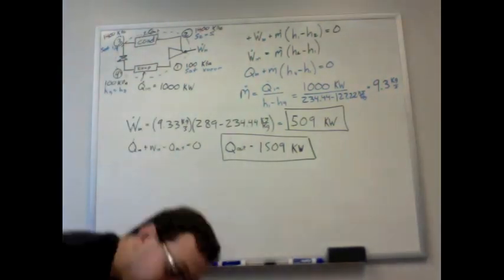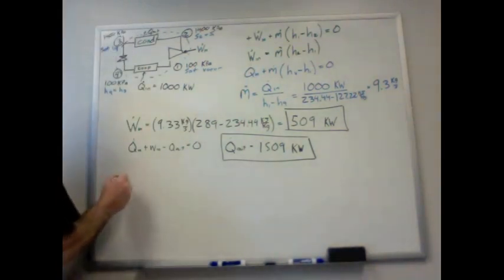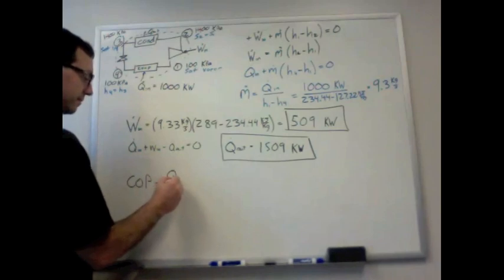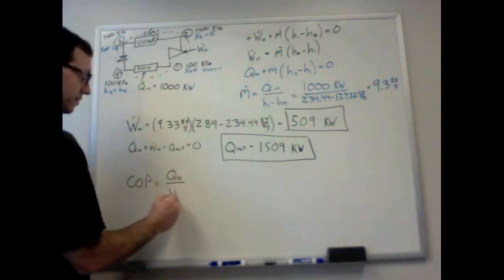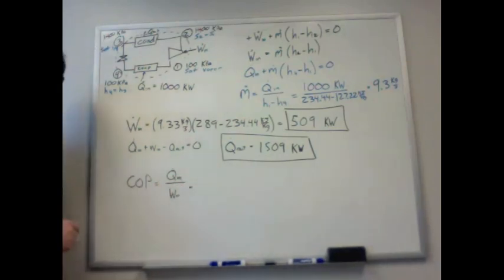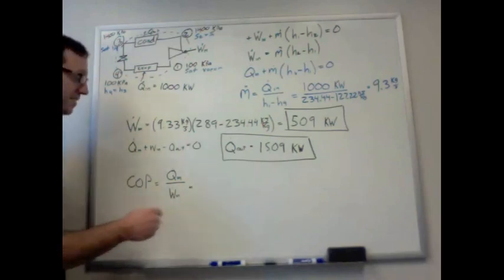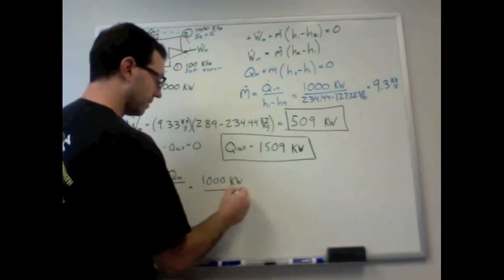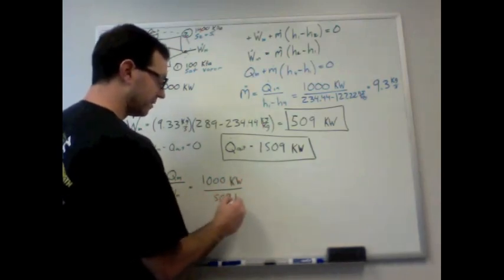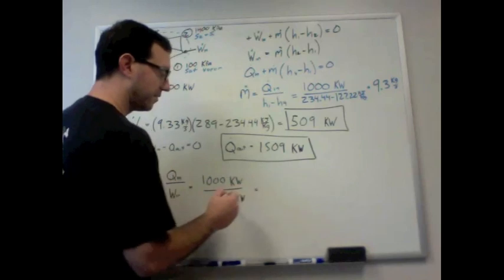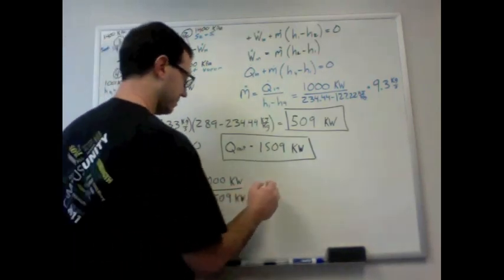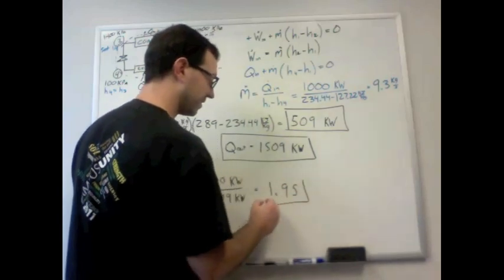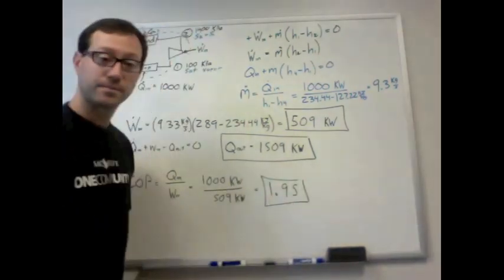And the last thing we want is the coefficient of performance. That is, how much cooling do we get per unit of work into the compressor. Basically, what's the efficiency of this thing? So we got 1,000 kilowatts of cooling. It cost us 509 kilowatts worth of power. So this is 1.95 or something like that. Okay.